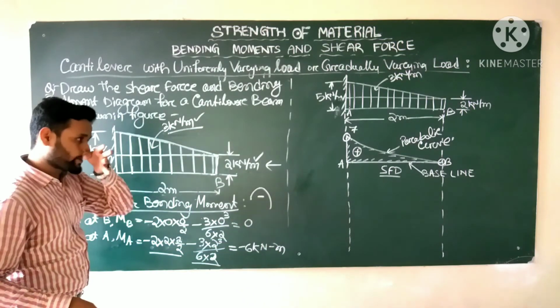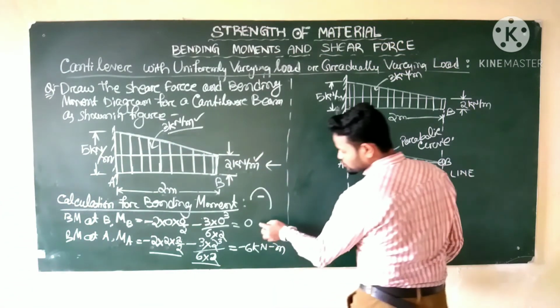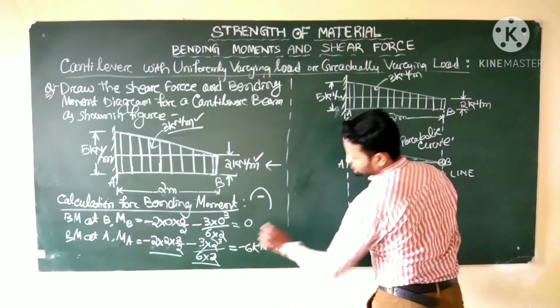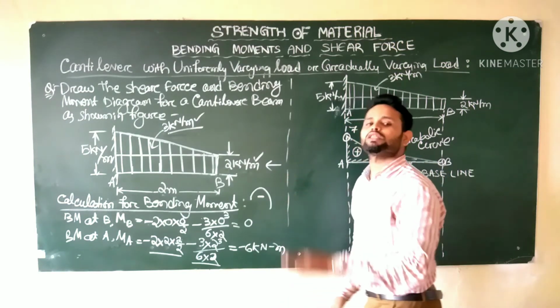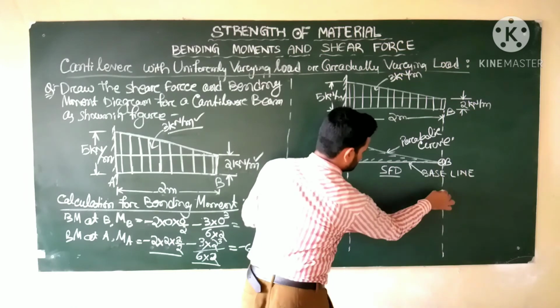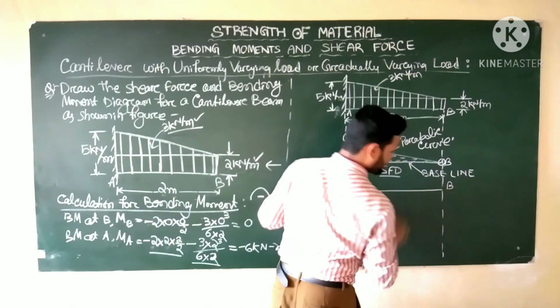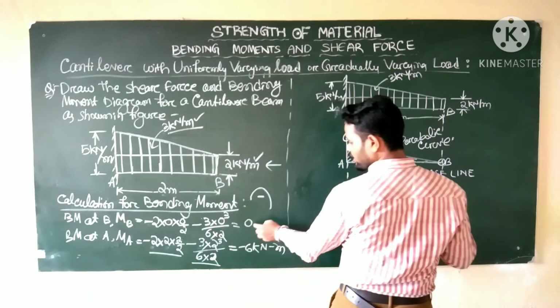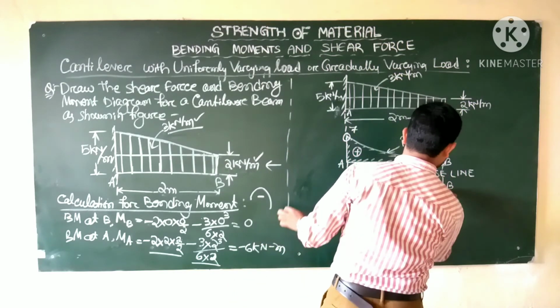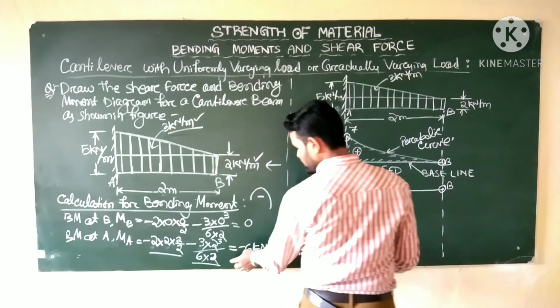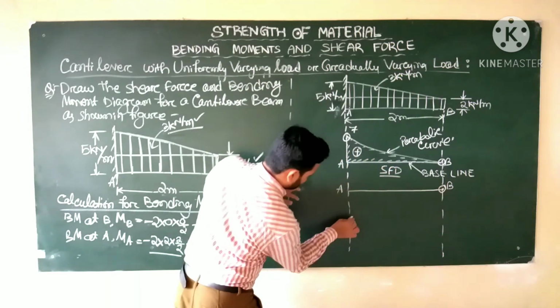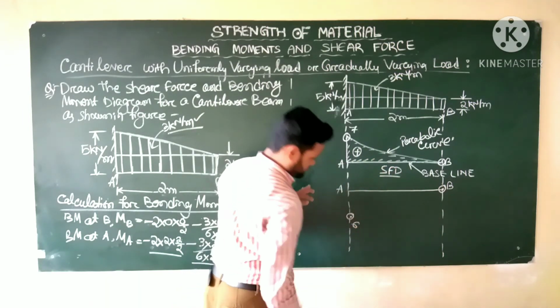So now we will draw the bending moment diagram. Here the value is 0 and the value is minus 6. So 0 and minus 6 means below the baseline. So we will draw the baseline here. A, B. At point B, the bending moment value is 0. So this is 0. At point A, the bending moment is minus 6. Then this is minus 6.